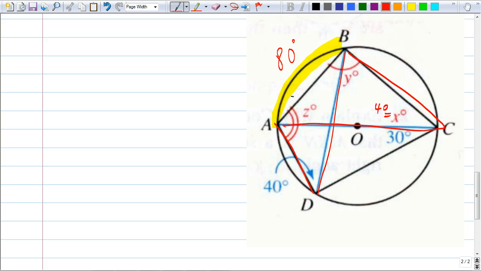On your homework tonight, you're going to see many of these inscribed angles intercept the same arc. When they do, you know that they are congruent. That was our first corollary: if two inscribed angles intercept the same arc, then they're congruent, correct? So that's how we know that x is 40.